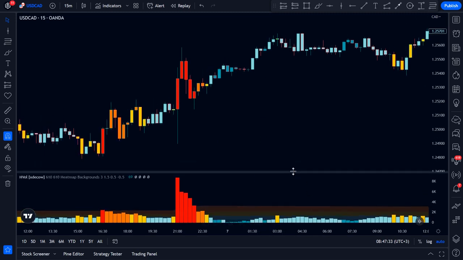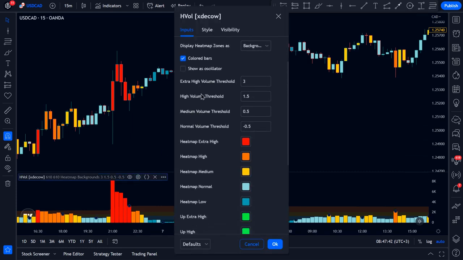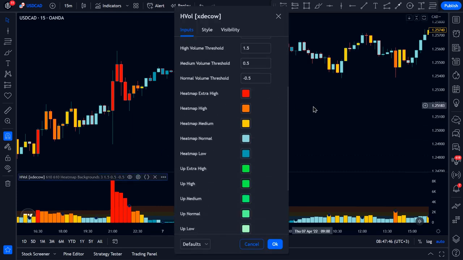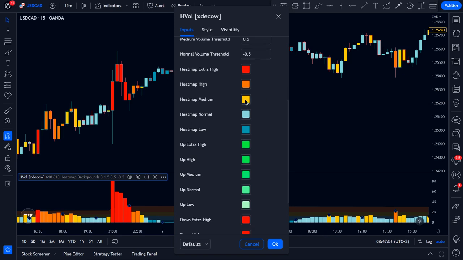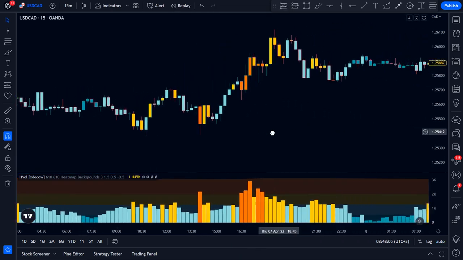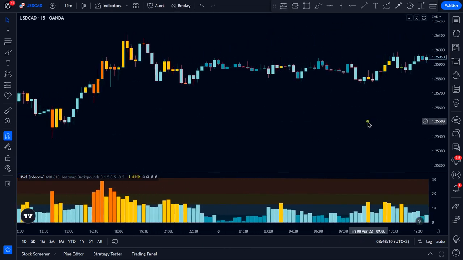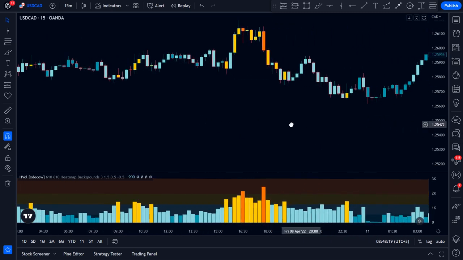With this indicator, we're only going to be taking trades when the volume is medium and above. What this basically means is that we will only enter trades when the candles are colored either yellow, orange, or red. We obviously can't be using this indicator alone, so let's add 2 more indicators and see what strategy we can do using this volume indicator.